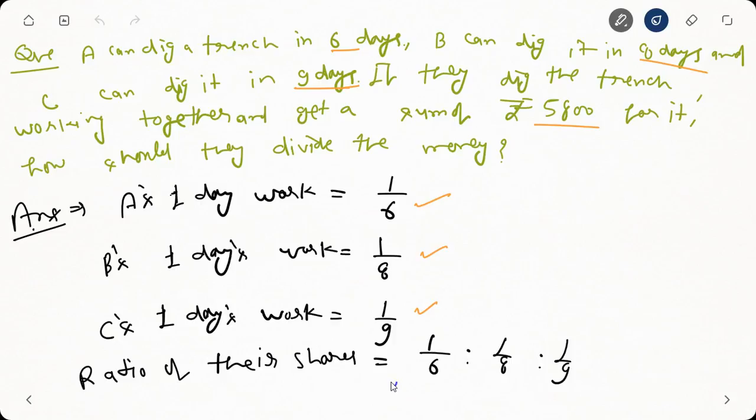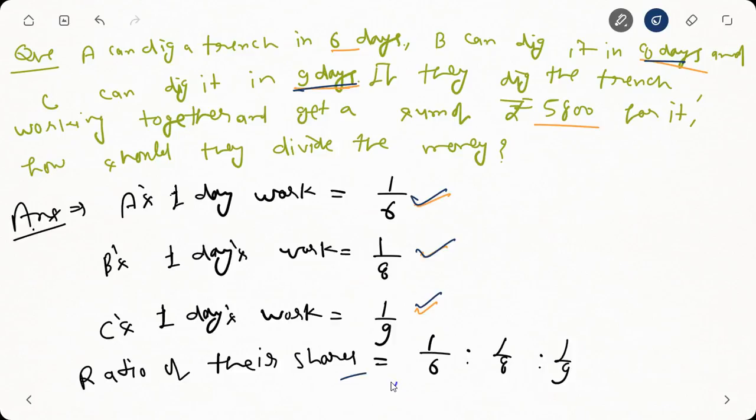Correct. From the question, A can complete the work in 6 days, so A's 1 day of work would be 1 by 6. Similarly, B's 1 day of work would be 1 by 8 because B can finish the task in 8 days. Similarly, C's 1 day of work would be 1 by 9. If we take the ratio of their 1 day work, that would be the ratio of their shares, right? So that would be 1 by 6 is to 1 by 8 is to 1 by 9.